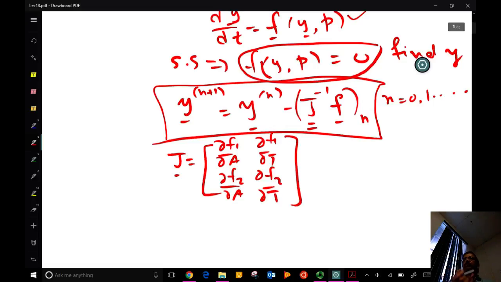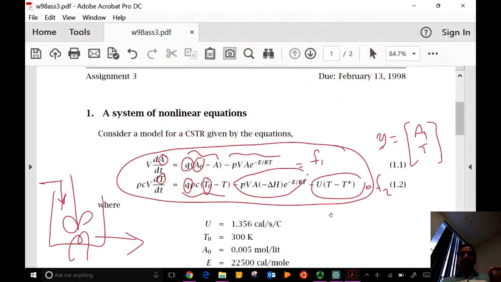What is that problem? If I'm going to use the Newton method, I need to construct the Jacobian. That means I need to take the derivative of these two complicated functions with respect to A and with respect to T. For a steady state problem, dy/dt is equal to 0, so this function is equal to 0 and that function is equal to 0. When you take the derivative of this function with respect to A, that's not that difficult. It's going to be simply minus Q, and then the derivative of A with respect to A is 1.